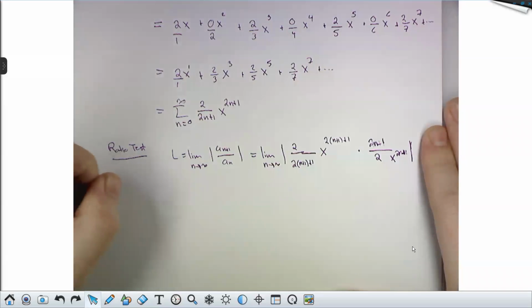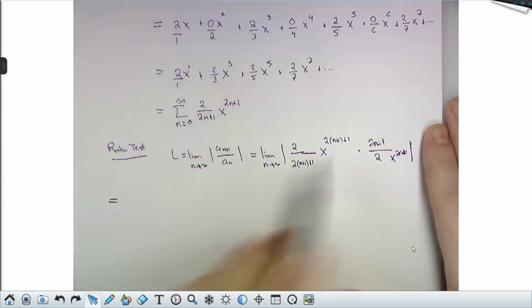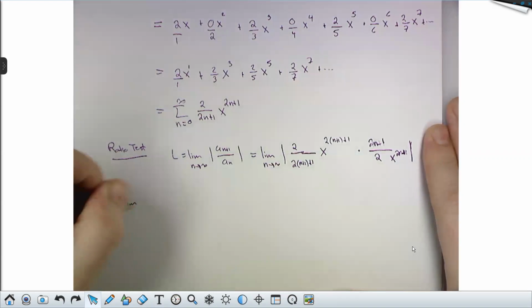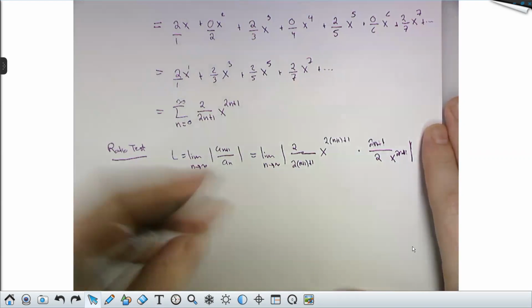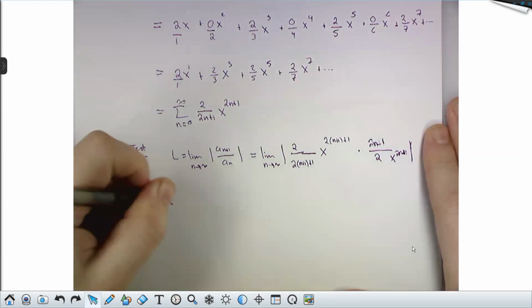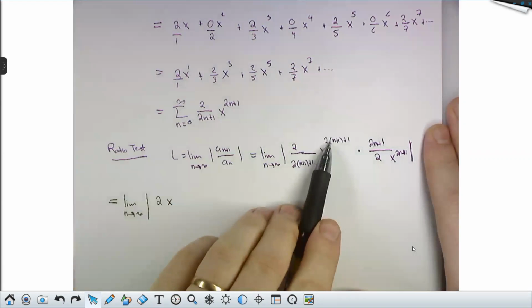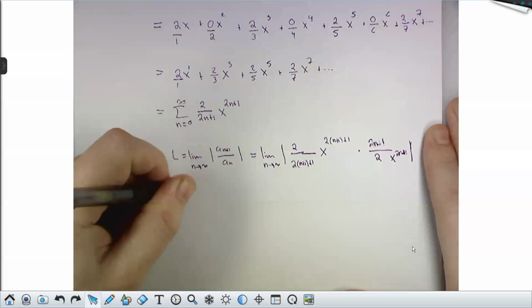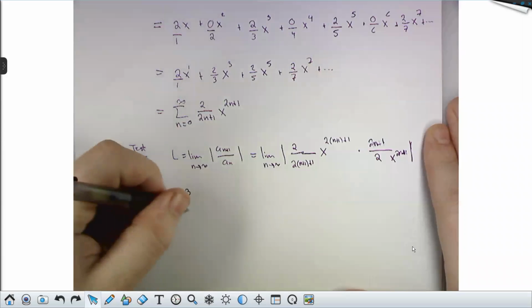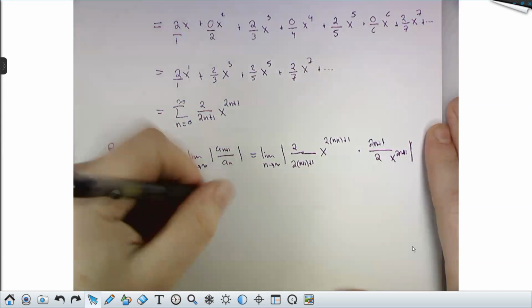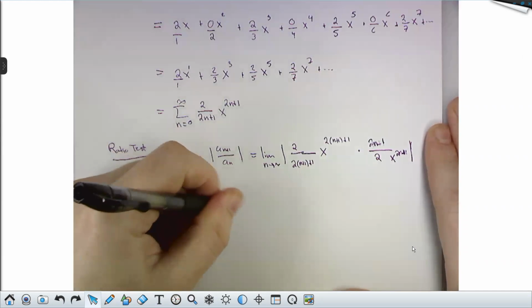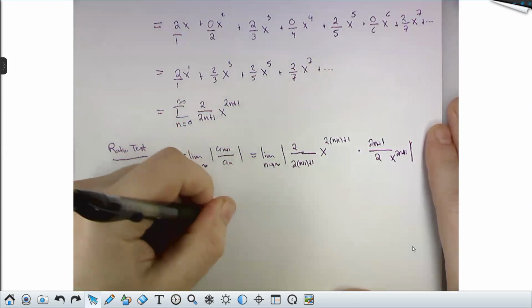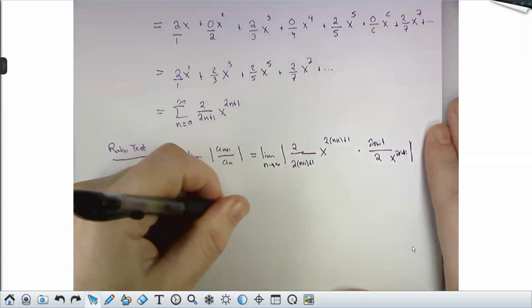All right. So this is the limit as n goes to infinity. I'm going to switch to a black pen here because that purple pen's dying. 2 times x to the 2 times n plus 1 is 2n plus 2, plus 1 is 2n plus 3, over 2n plus 3. And then over here I have 2n plus 1 over 2x to the 2n plus 1.